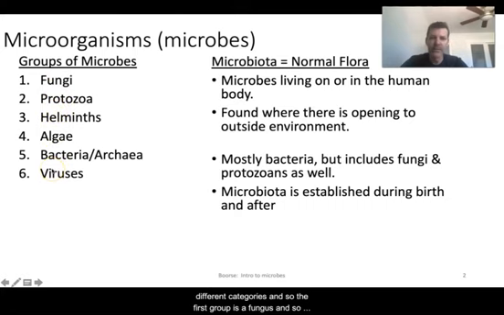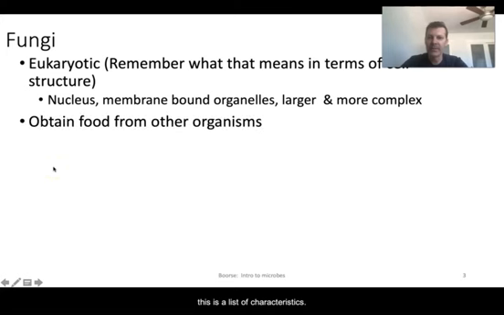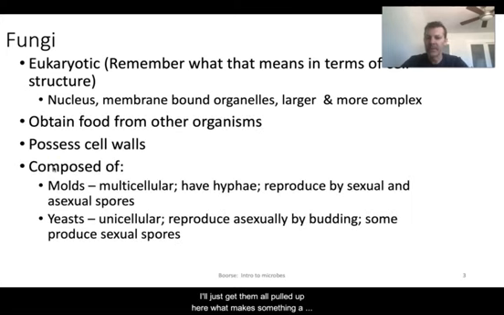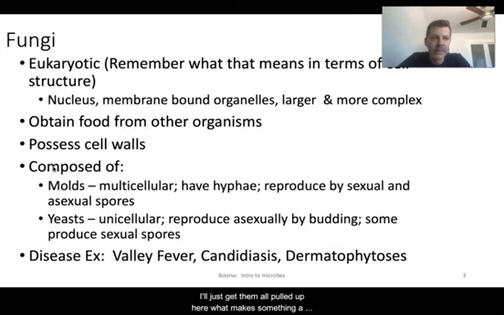The first group is a fungus. This is a list of characteristics of what makes something a fungus. First of all, it's one of our major categories of microorganisms or microbes, which means they are going to be small, so microscopic. But they belong to the group of organisms that we classify as a eukaryote. That's something that's on the review. That's something you should have learned in introductory biology.